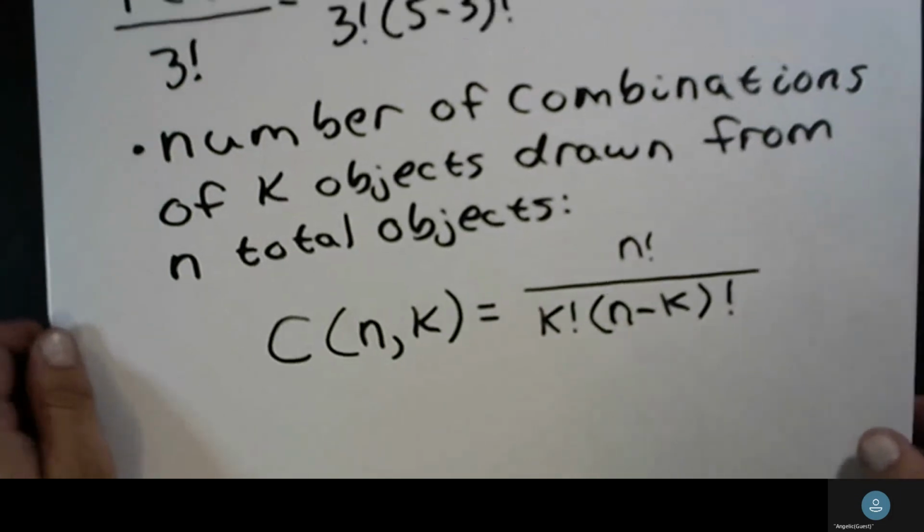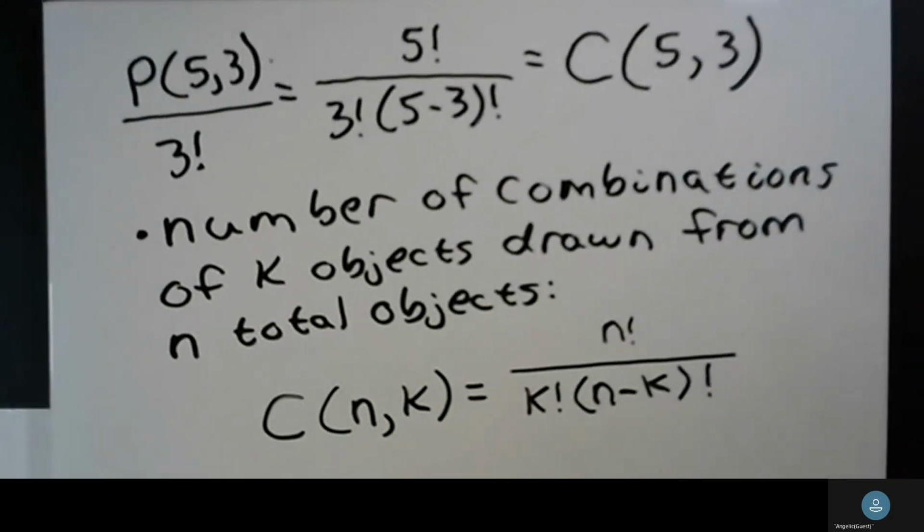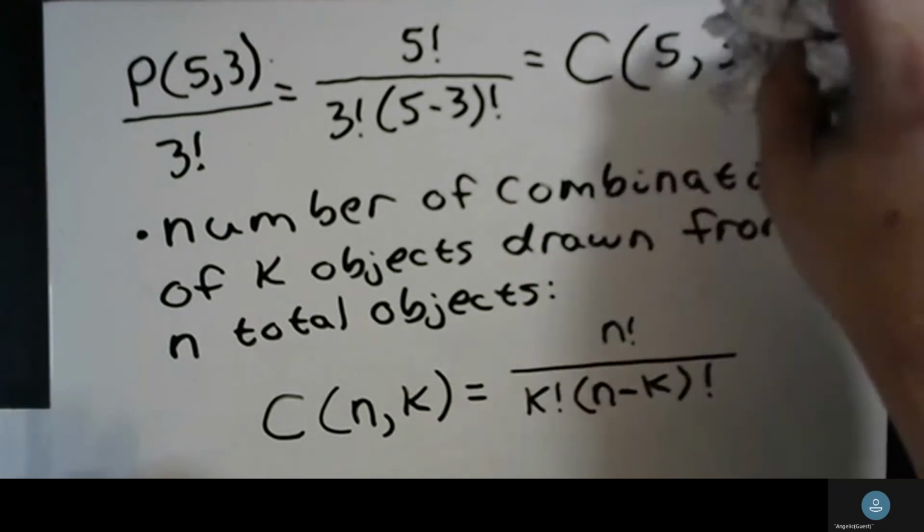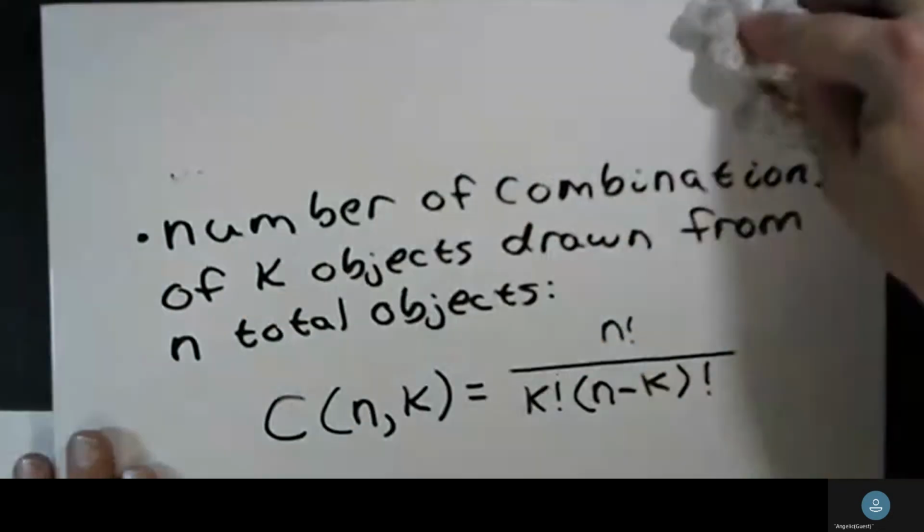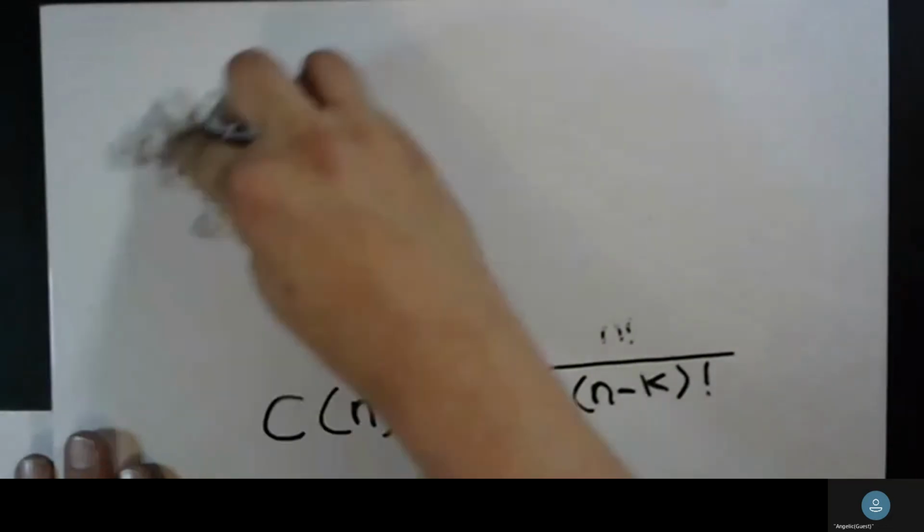So let me do an example. So these are situations where ranking doesn't matter, order doesn't matter. And that's the big thing with these problems: when the order doesn't matter, you're going to be looking for combinations. When order matters, you're going to be looking for permutations.